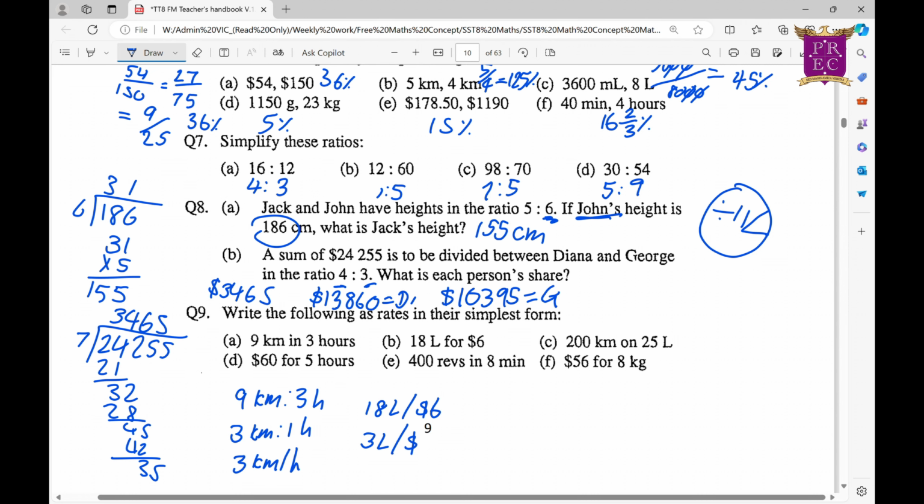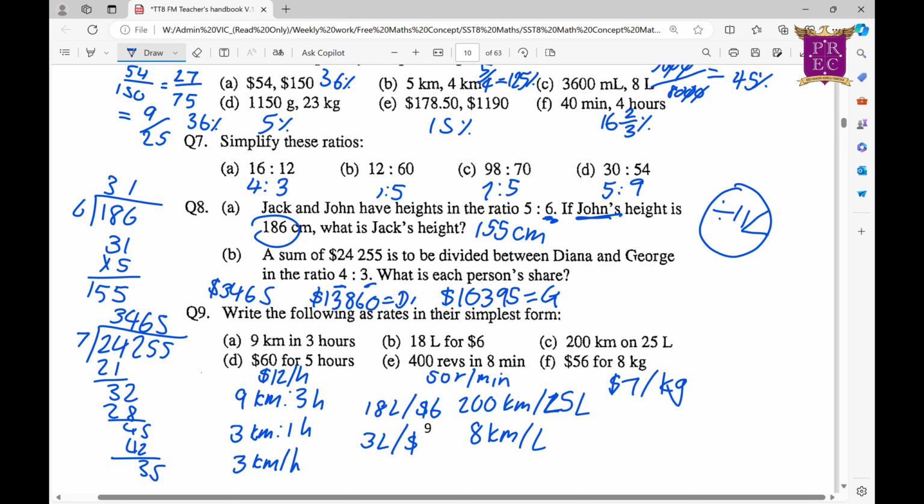200 kilometers per 25 liters. Find the highest common factor, which is 25. So you get 8 kilometers per liter. Alright, that's what you've got to do. I'll just give you the answers for the next 3. $12 an hour, 50 revolutions a minute, and $7 a kilo.